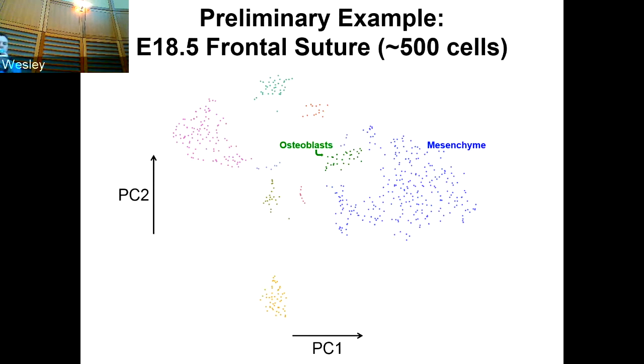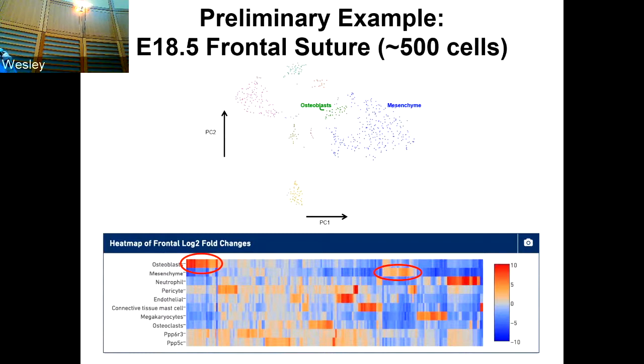So I'd just like to show you some preliminary results from this. This is from the E18.5 frontal suture. This is about 500 cells. And you can see that the osteoblast population is in green and the mesenchyme population is separate, and both separate nicely from the other populations, most of which are hematopoietic, some stem cell or hematopoietic lineage derivatives. Also some pericytes among here. And if you look at a heat map, we can find the genes that are differentiating these populations. If you concentrate on anything that's dark red or orange, you can see that each population, in this case the osteoblasts and the mesenchyme, are nicely separated by distinct clusters of different genes.